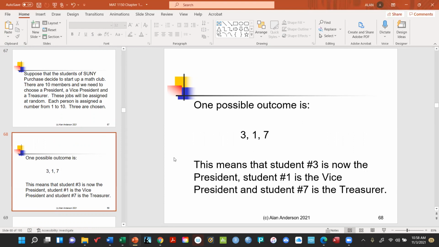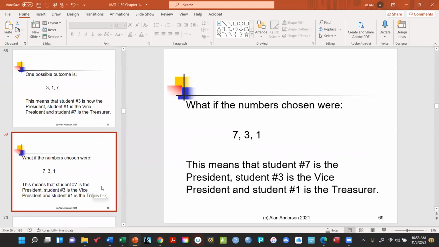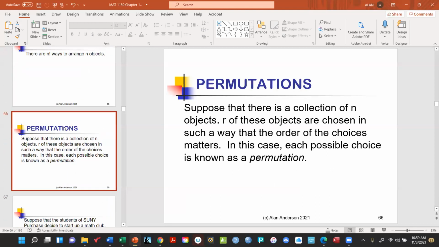Now, suppose that we had picked the same 3 numbers, but not in that order. 7, 3, 1. Does that matter? Yes, because now student 7, Sharon, is the president. Student 3, John Smith, is the vice president, and then student 1, Billy, is the treasurer. So the order in which I select these numbers is relevant, because the order in which I pick them determines the positions that these students will hold. So by picking 3 students out of 10, this is known as a permutation, because the order in which I selected the numbers does matter.